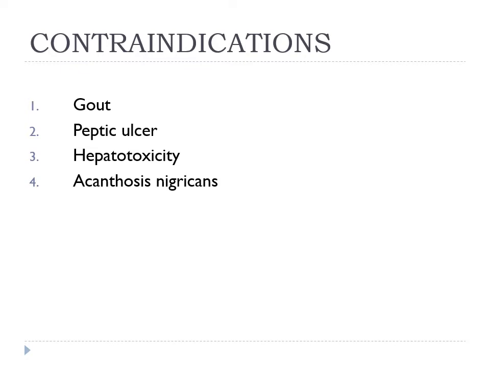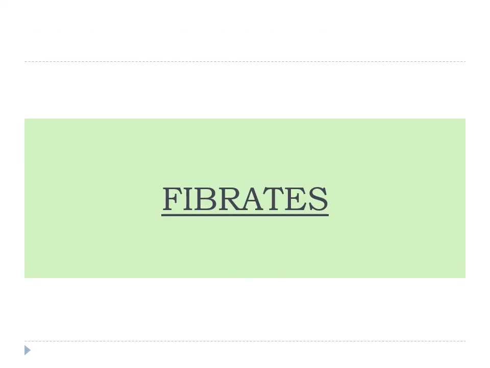It is contraindicated in gout because it inhibits the tubular secretion of uric acid and produces hyperuricemia. It is contraindicated in peptic ulcer because it stimulates histamine release, which will increase the gastric acid production, in hepatotoxicity, and if a patient is having acanthosis nigricans. And if the patient develops acanthosis nigricans due to niacin, you immediately stop the drug. So let's discuss fibrates.